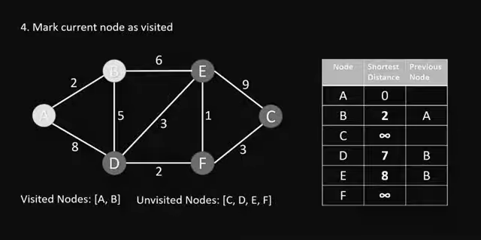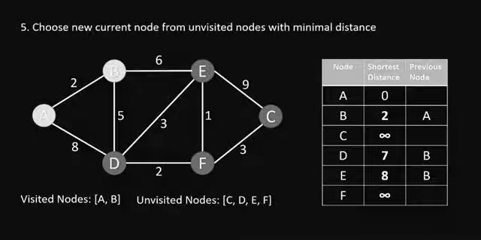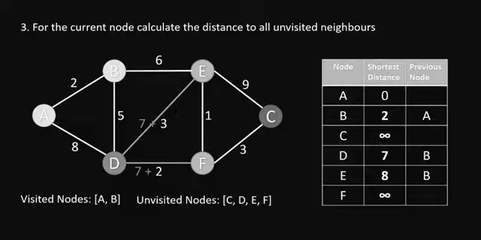So because we visited all unvisited neighbors of B, we can mark B itself as visited in the next step. We now choose a new current node from all unvisited nodes again, and we choose the node with the minimal distance. In this case, it's D because it has the distance of 7. We now calculate the distance to all unvisited neighbors of D.